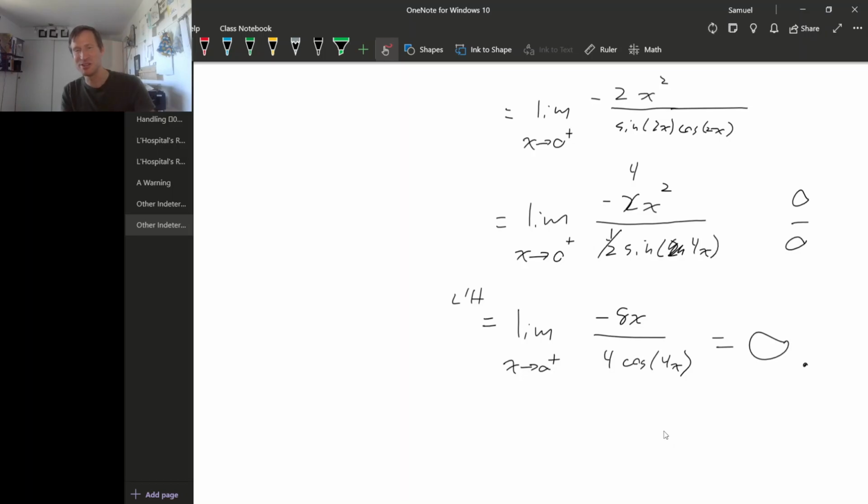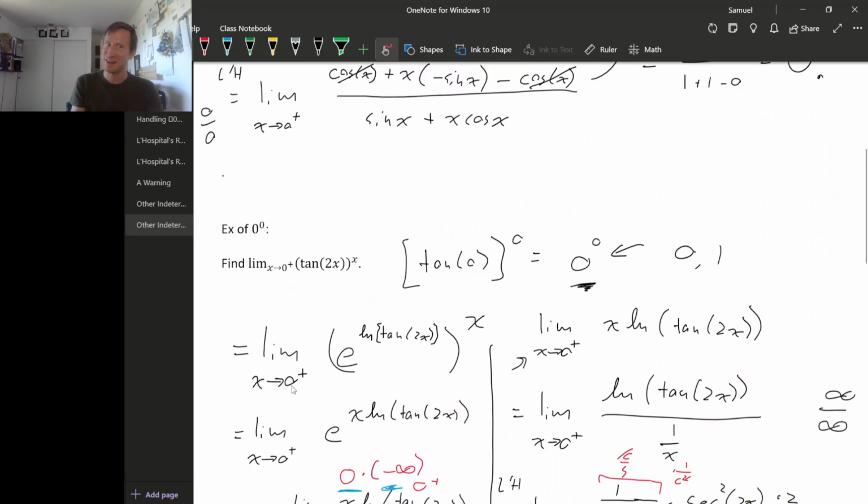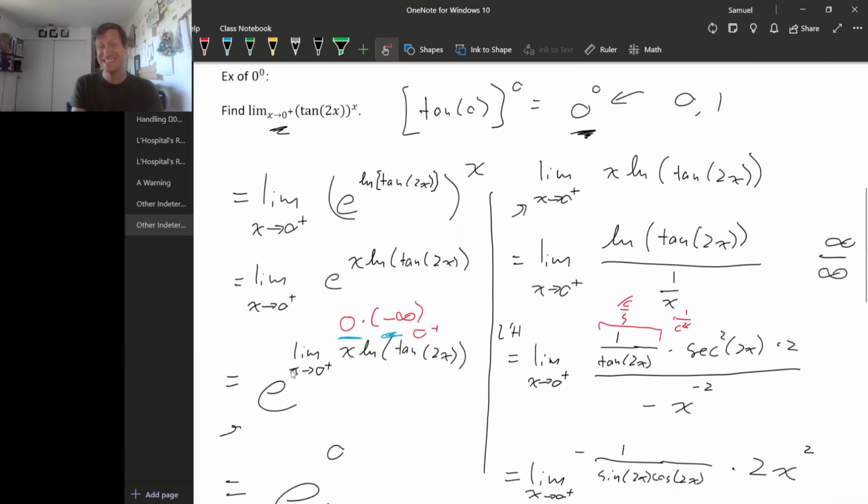So finally, we know the value of this limit that is in the exponent. It's 0, so e to the 0, and so that whole thing is 1. So it turns out that the limit as x goes to 0 from the right of tangent 2x to the x is actually just 1.